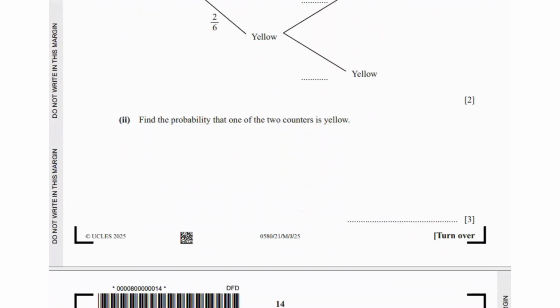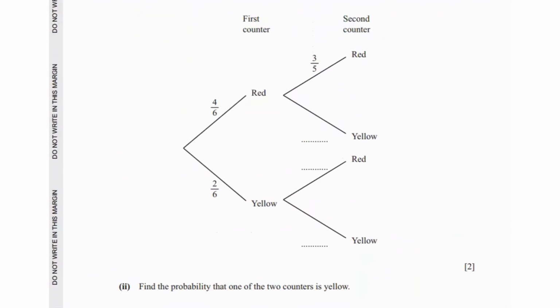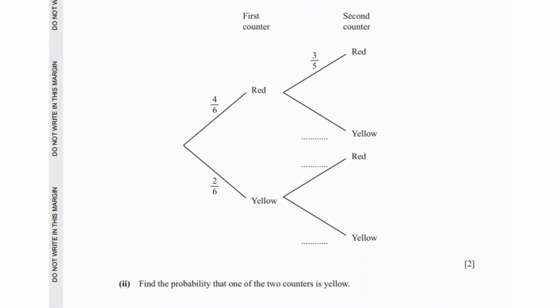Then find the probability that one of the two counters is yellow. So for one of the two counters being yellow, this was 2 out of 5, this was 4 out of 5, and this was 1 out of 5. So he can either have a red or a yellow because it says one of the two counters is supposed to be yellow. And then he can have a yellow and a red. These are the possibilities that we have.